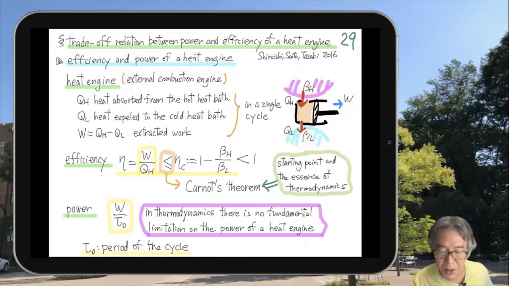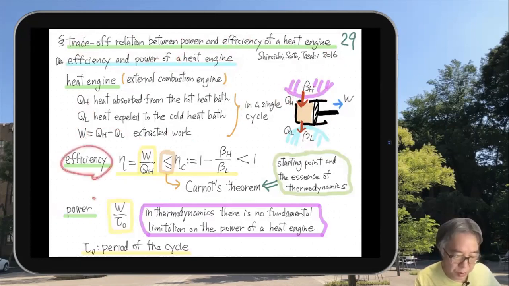And within a single cycle, it absorbs heat QH from this hotter heat bath, and it expels heat QL to this colder heat bath. Since the energy is conserved, this difference W is extracted as useful work, and we can, for example, generate electricity by using this work. And of course, you want this W to be bigger. And there are two characterizations for a heat engine, and you want both to be high.